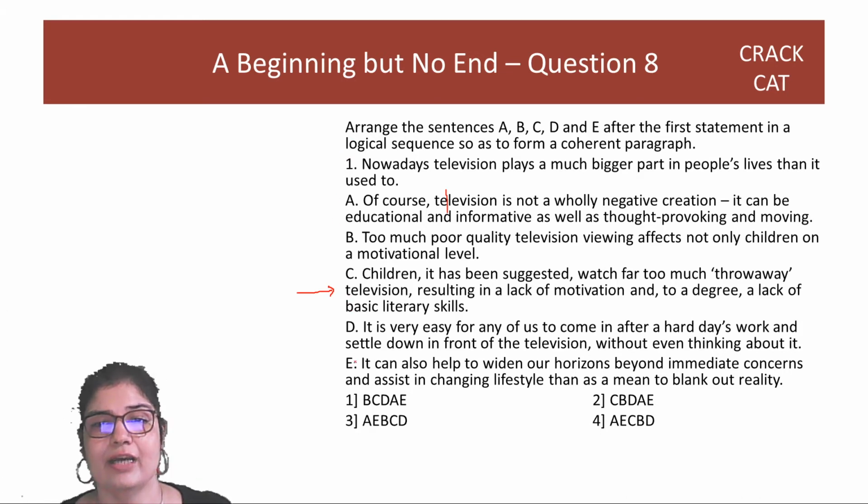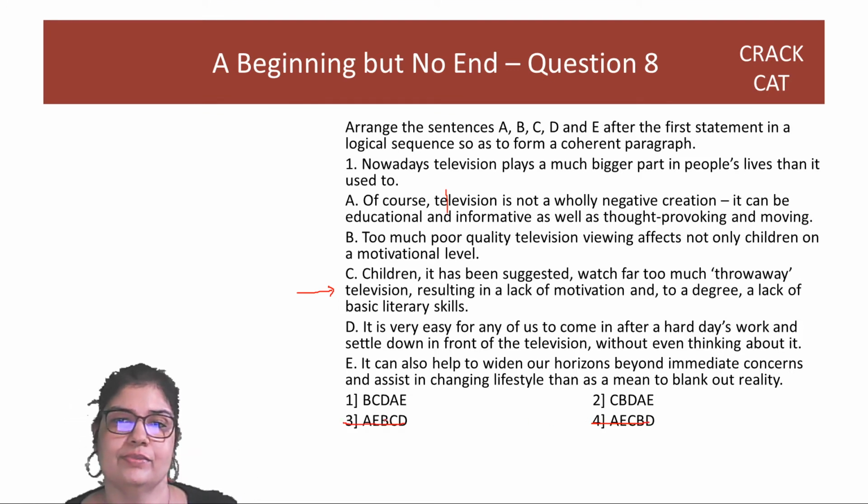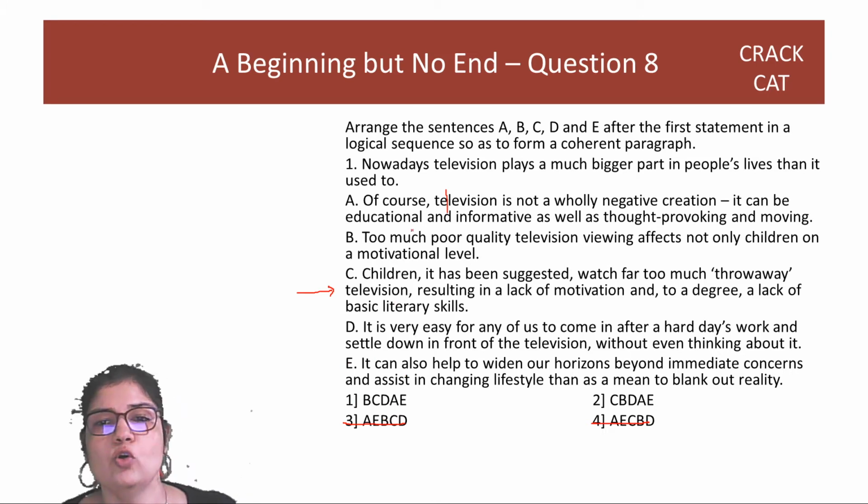So it is not negative. It can also help widen our horizons. So AE is a link, and AE link is everywhere, but the AE link cannot be at the beginning. First we need the negative to come up, right? Now between 1 and 2, too much viewing affects not only children on a motivational level, not only. It is very easy for any of us. So B or D is a link, right? So your answer is option 2.